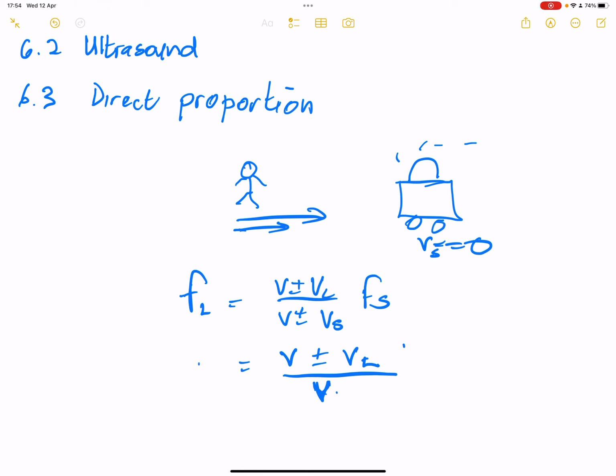If I want FL to be greater in this case, what type of fraction does this need to be? It needs to be what we call an improper fraction. And for it to be an improper fraction, the numerator must be greater than the denominator. So in this case, I'm going to have a positive there. So it's V plus VL over V, times Fs. That is what I have.